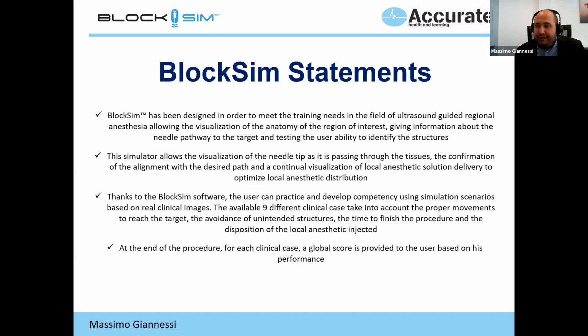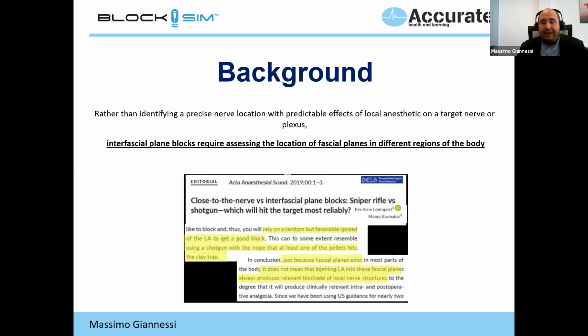BlockSim software can also visualize more than one case. We now have 9 different clinical cases, representing 9 different interfascial plane blocks. BlockSim also gives you the possibility to have a score, to be judged automatically by the system. This is a tendency that is more and more frequent in the simulation world, so the user can self-evaluate at the end of the procedure. A little bit of background on the interfascial plane blocks.